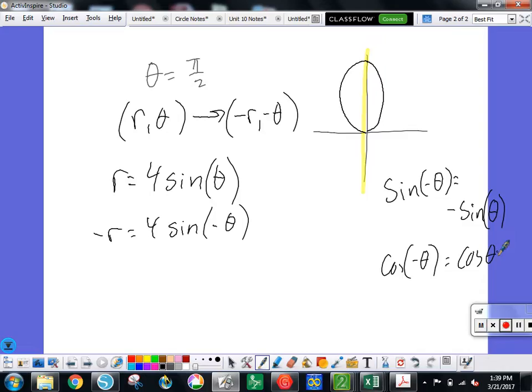Okay? So, what does this become because I have negative theta? I have sine of negative theta. This then becomes negative 4 sine of theta because that negative comes on the outside, doesn't it? And this was negative r, so if I do it to both sides, what happens? If I divide both sides by negative 1, I come back to my original equation.